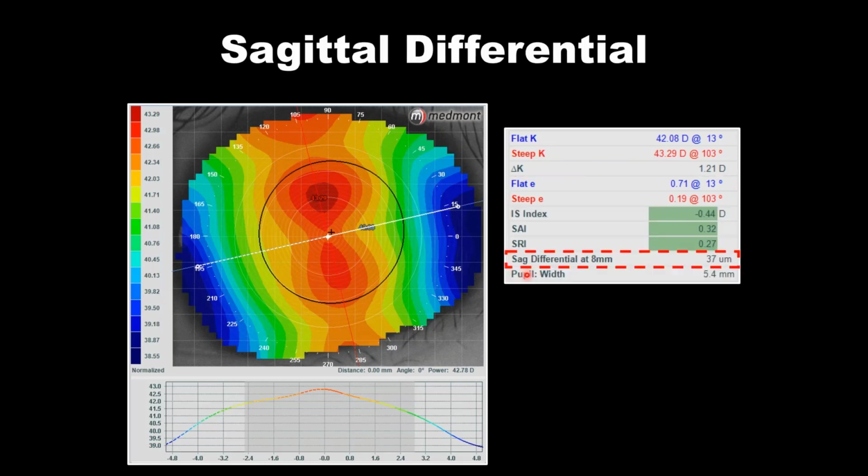Let's look at the sag differential. And here we see that this patient has a 37 micron difference in the height of the eye this way versus the height of the eye this way. Remember, when you're at 30 microns or greater of sagittal differential, that's when you want to consider using a toric rigid lens and a toric ortho-K lens.